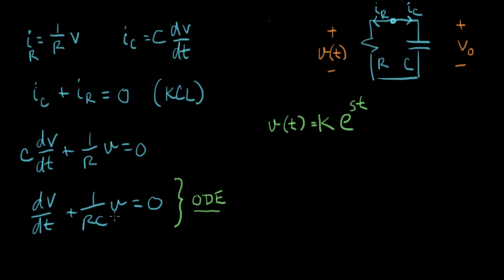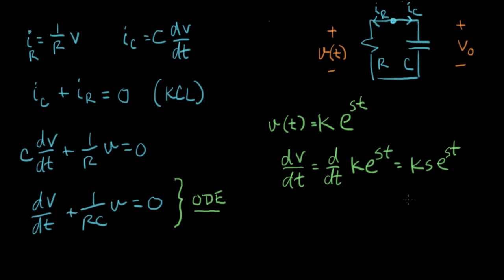So we're going to plug v of t in right here. We're going to need the derivative of v with respect to time. So let's take a derivative here. dv/dt equals d/dt of k e to the st, and that equals k, and the s comes down, and e to the st remains. So we just took the derivative of our proposed solution. And now we're going to plug it into the equation and see what happens.